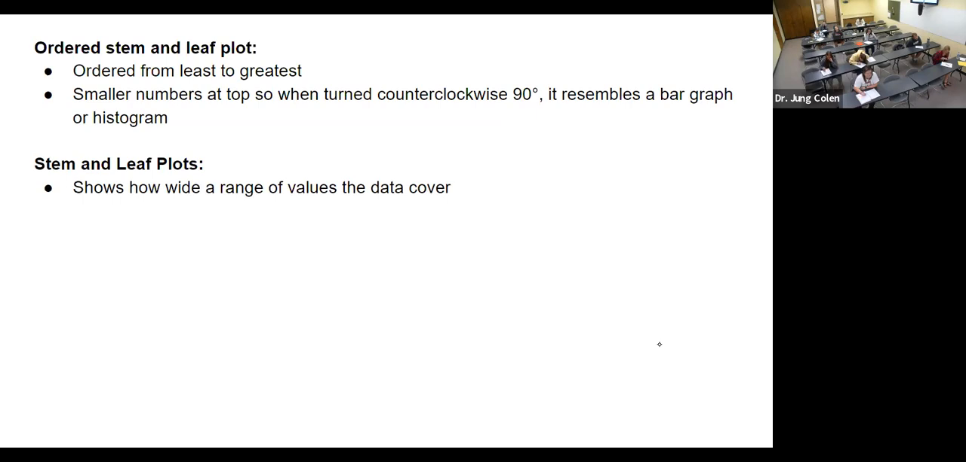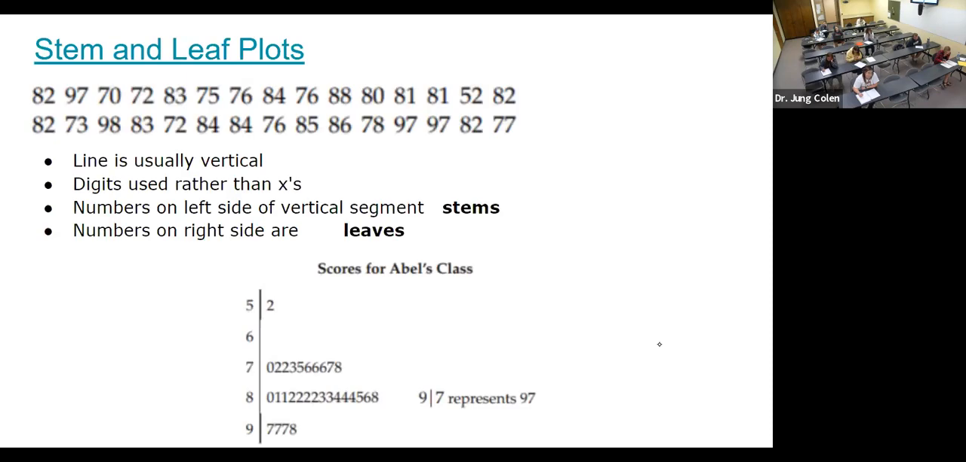First, a stem-and-leaf plot shows how wide a range of values the data cover, right? So the top number, the smallest, is the minimum of the data. The bottom right should be the greatest. For example, if you go back here, you can see the top left, 52, is the minimum, and the maximum should be bottom right, 98. So we can easily find the minimum and the maximum. Okay?